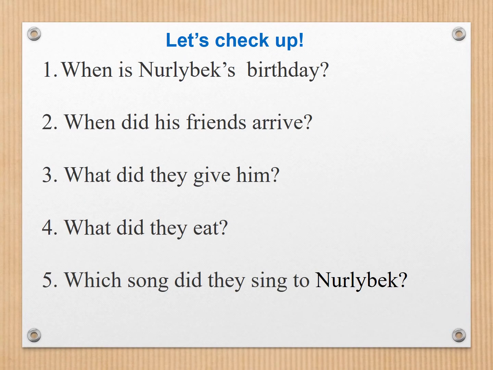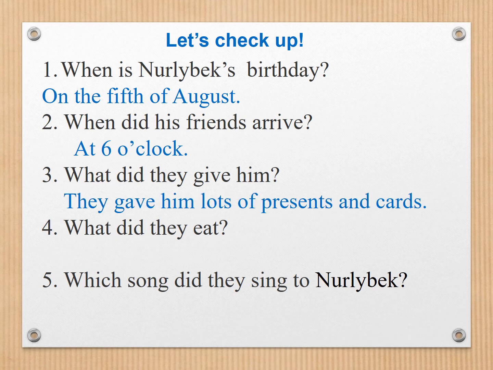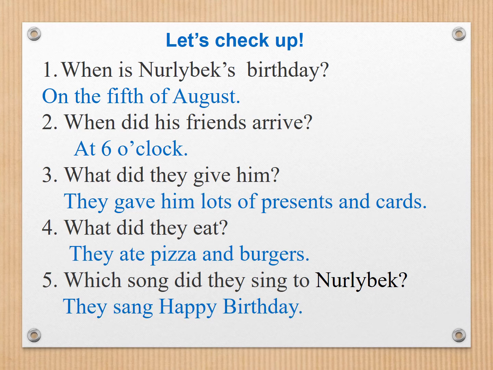Now let's check up. When is Nurlibek's birthday? On the 5th of August. When did his friends arrive? At 6 o'clock. What did they give him? They gave him lots of presents and cards. What did they eat? They ate pizza and burgers. Which song did they sing to Nurlibek? They sang Happy Birthday. Good job.